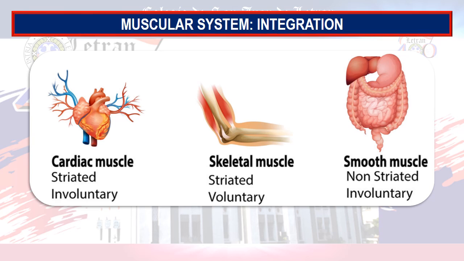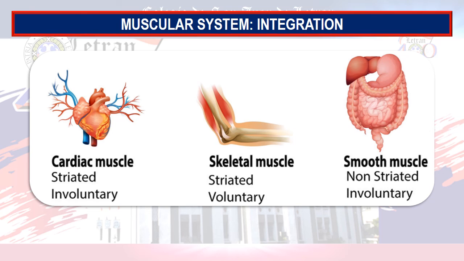Next, let's talk about smooth muscle. Smooth muscle is found in the walls of the hollow internal organs, such as blood vessels, the gastrointestinal tract, bladder, and uterus, and is under control of the autonomic nervous system. Smooth muscles cannot be controlled consciously and thus act involuntarily. Now, these are non-striated muscles that contract slowly and rhythmically.